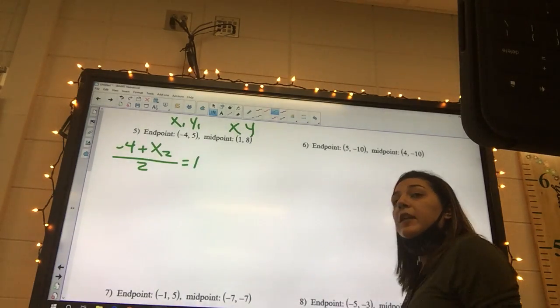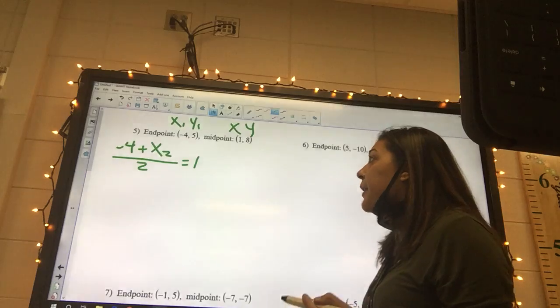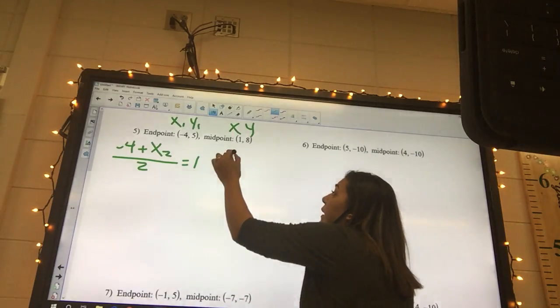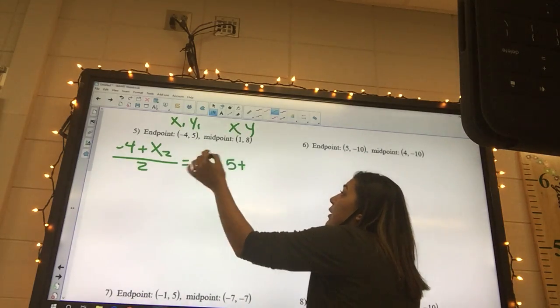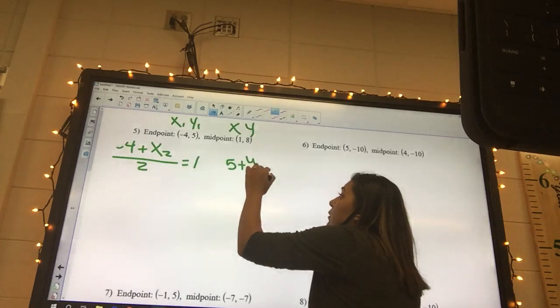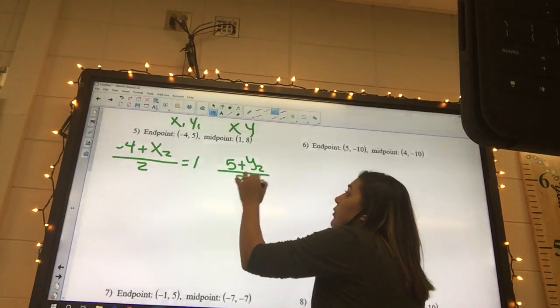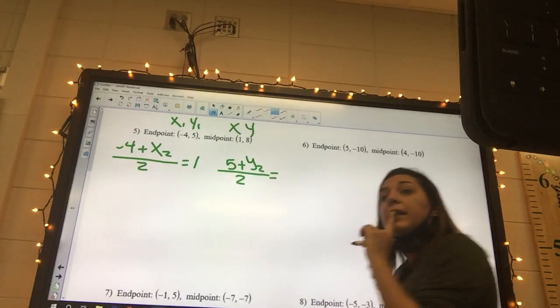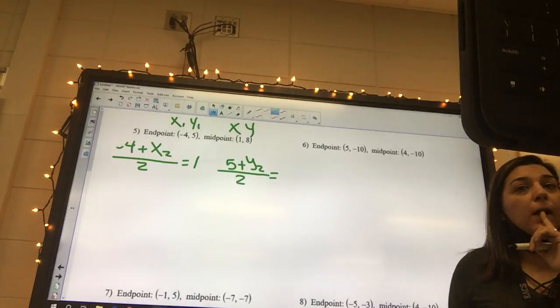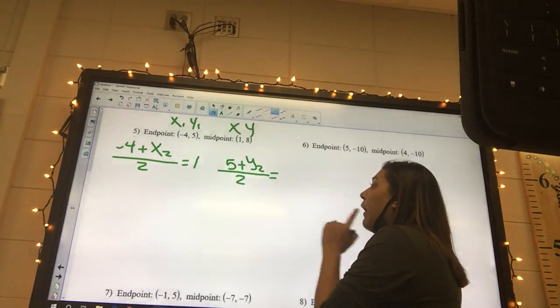Okay, our other one, same thing. We're going to set it up. So we got our y sub 1 and that's our 5, plus y sub 2 because we don't know that one, all over 2 equals, and we're going to set that equal to our big Y, which is going to be 8.